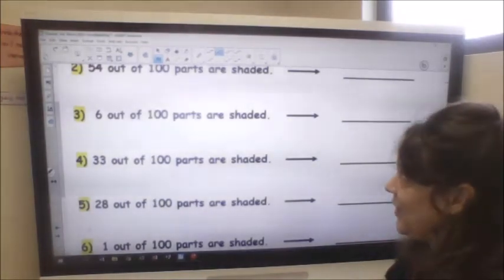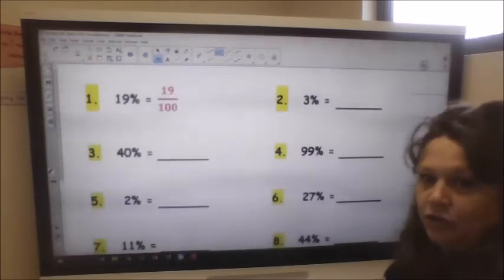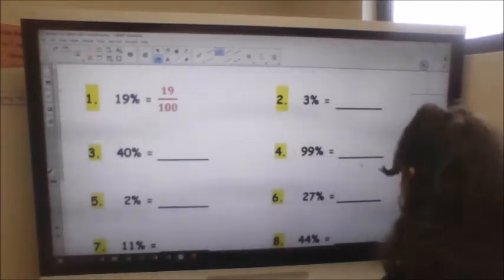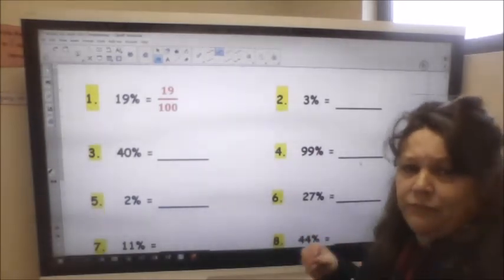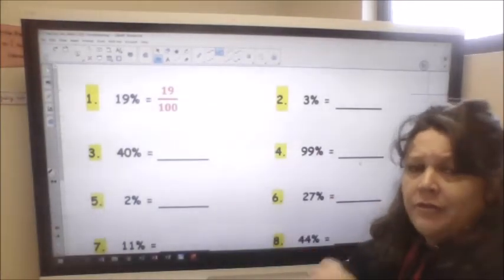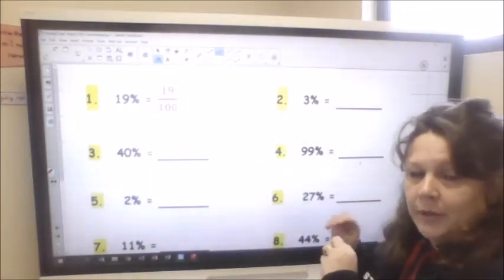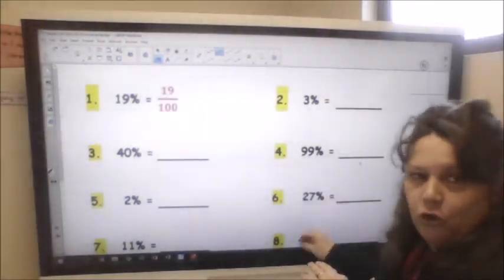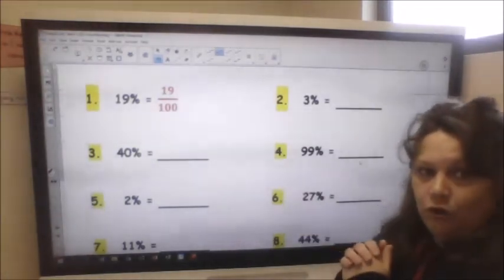Okay, year six. So hopefully you have got all of those correct. So we're going to move on now. And this time we're going to record our percentages as fractions. And we know that as a fraction, it's over 100. Okay, so each of these means out of 100, over 100. So 19% is 19 over 100.